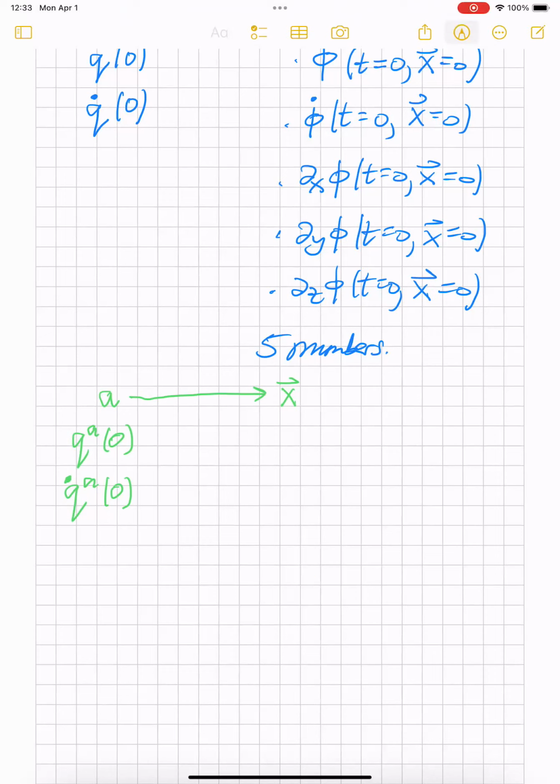For the field, I would need to specify the value of the field at time is 0 and at all positions x, and I would need to specify the time derivative of the field at time is 0 and at all positions x. Well, this is an infinitely bigger amount of initial conditions that I've specified.